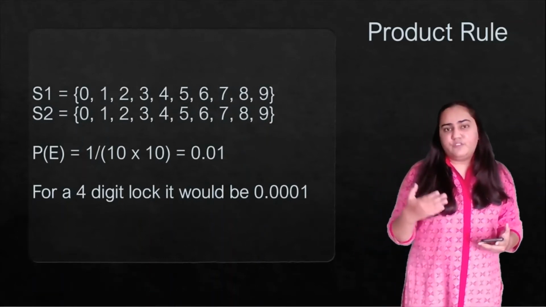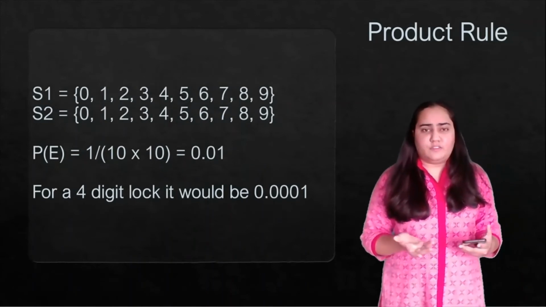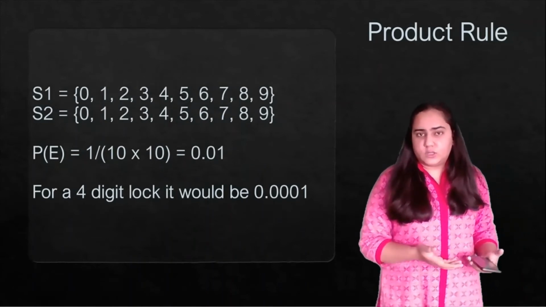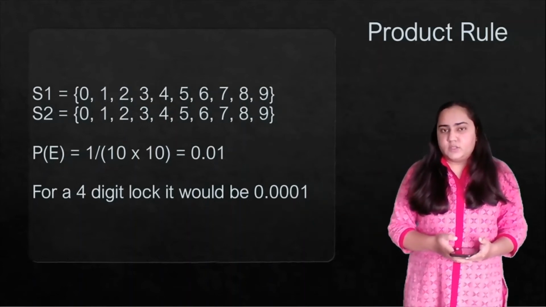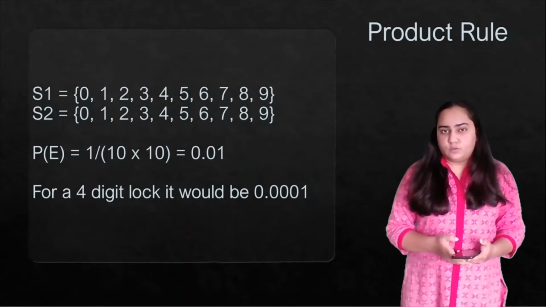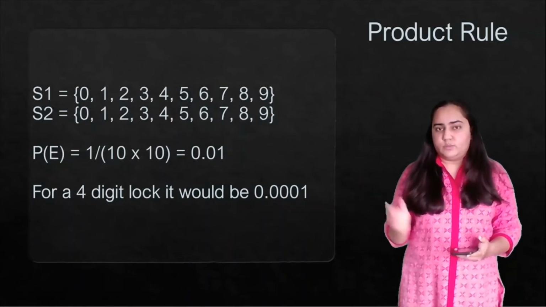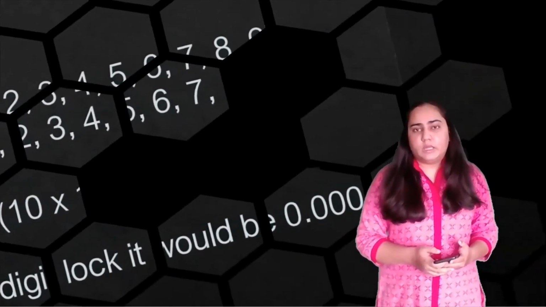0.01. So if you were working with, say, a 4-digit lock instead of a 2-digit lock, you'll just increase the number of zeros and it will become 0.0001. So that's the product rule for you.